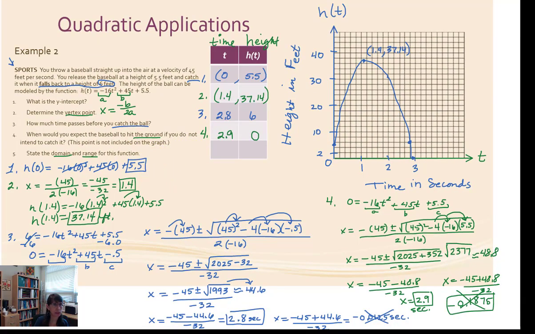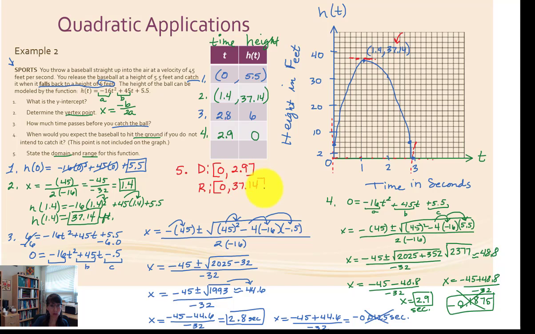Our final item is to state the domain and range for question 5. So our domain is input, that's time. The shortest amount of time, remember, would be found here at our y-intercept, that's 0 seconds. The largest amount of time would be represented when this baseball hits the ground, so that's our 2.9 seconds. The range involves the height of the ball. So the lowest our ball will ever be is when it hits the ground, that would be 0 feet. And the highest point for the baseball would be that vertex point. So the height involved there is 37.14.